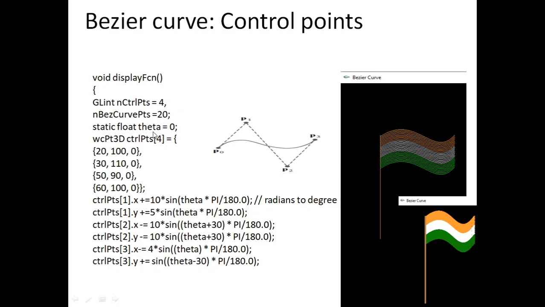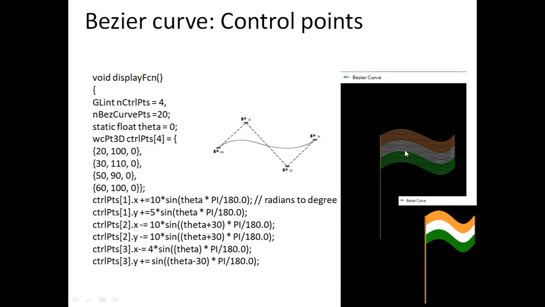Initially theta is 0. Why theta? We will show some movement in the flag, like this flag is moving here. For the movement effect, we are using theta. Here it is declared as 0. Then we have to declare these 4 control points. What are points 0, 1, 2, 3? Here the 4 points are declared. You can define your own values. You must notice that these control points are declared in 3D, but the program is 2D. You can see the third dimension is declared as 0. So we have 2D control points.